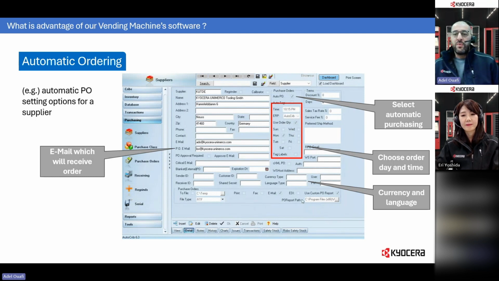You can decide also whether the purchase order is emailed to the user only or simultaneously also to the supplier. And for sure, you can choose the currency and the language type if you have an international supplier, for example. After that, I want to show you a generated purchase order, so a real one that we receive from our customer.